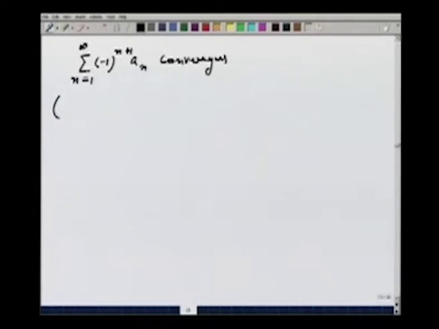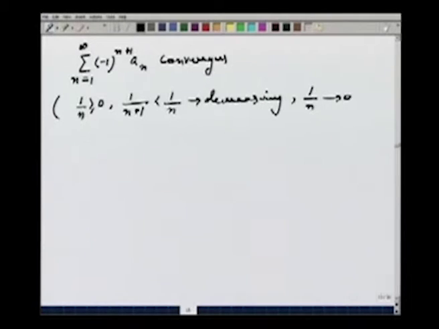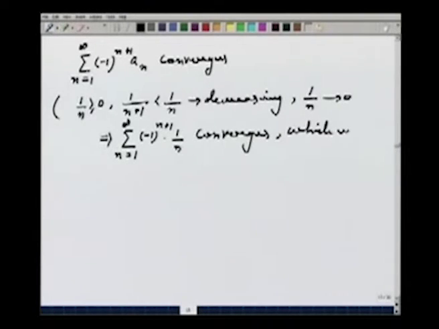Before we go to the proof of this, come back to the example. 1 by n is bigger than or equal to 0. 1 by n plus 1 is less than 1 by n. This is the condition, decreasing, and also 1 by n goes to 0. Hence, by Leibniz test, this would imply that summation n from 1 to infinity minus 1 to the power n plus 1 into 1 by n converges, which is not absolutely convergent. So in particular, it also gives me an example of a series which converges but is not absolutely convergent.